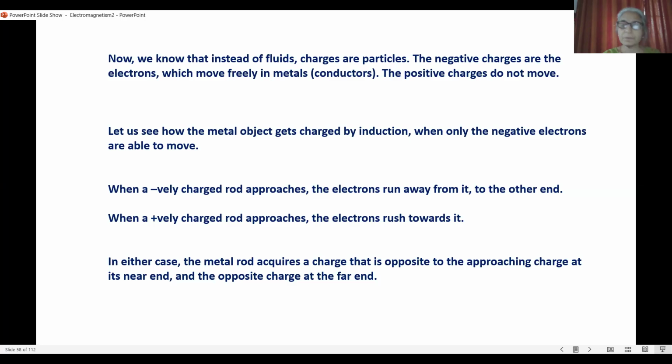But now we know that charges are not fluids, they are particles. Negative charges are the electrons, and the protons are in the nuclei, the positive charges. In metals, the negative electrons are free to move around, but the positive charges remain where they are. So using this model, how do we explain induction?